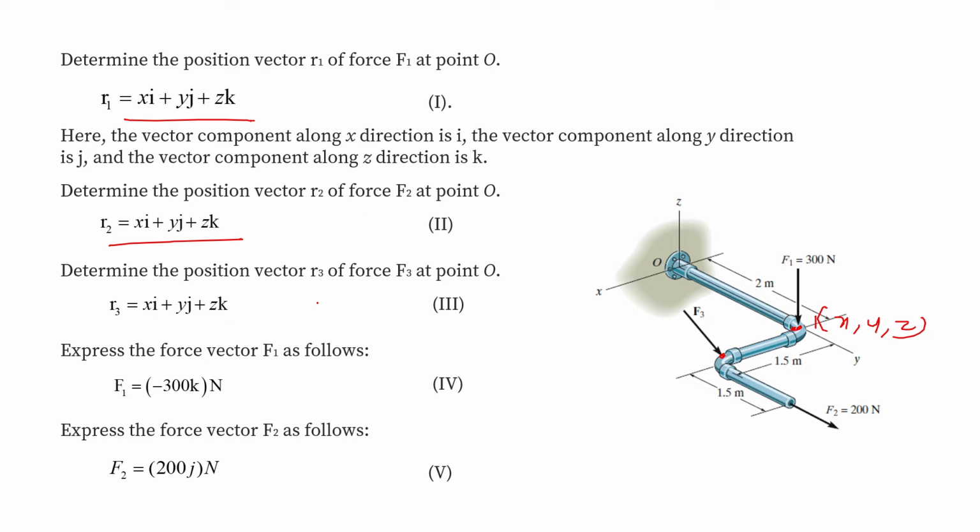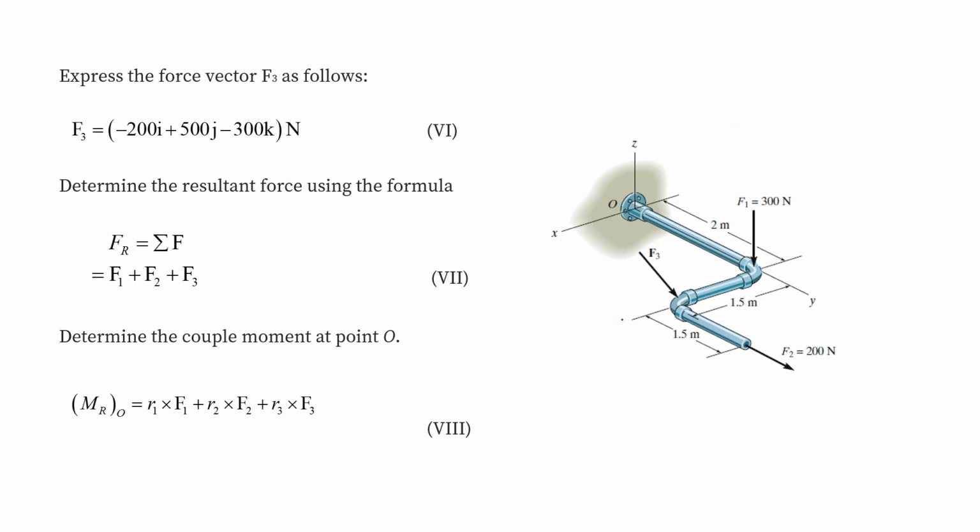Now we'll find the vector form of the forces. For force F1, we can write it as minus 300 k cap Newton, and for vector F2, we can write it as 200 j cap Newton. As the value of force F3 is already given in vector form, we will name it as equation number 6. Now the summation of forces will give us the resultant force. From here we can write F1 plus F2 plus F3 equal to the resultant force Fr.